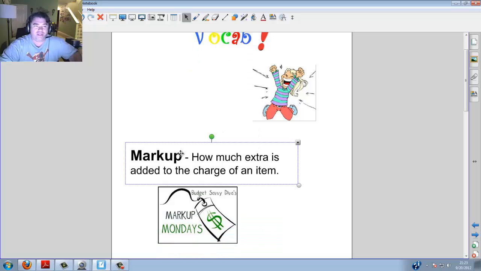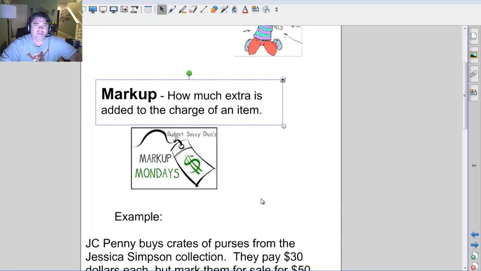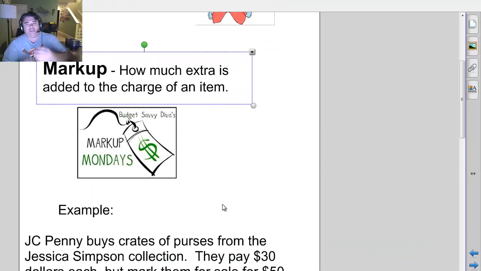So let's take a look here. A markup. What's a markup mean exactly? Well, it's a retail term for how much extra is added to the charge of an item. Let me explain. Suppose JCPenney buys crates of purses from the Jessica Simpson collection.